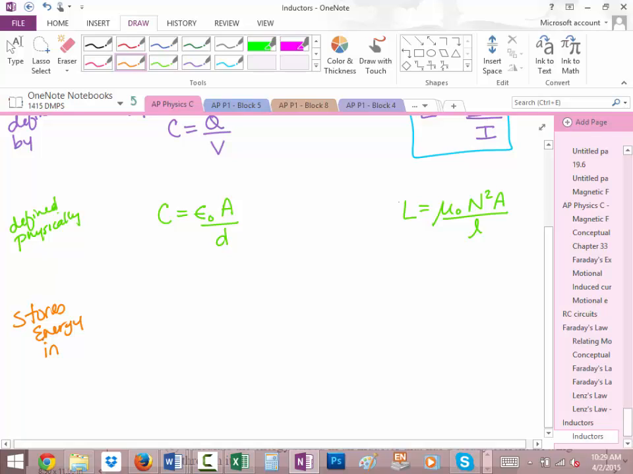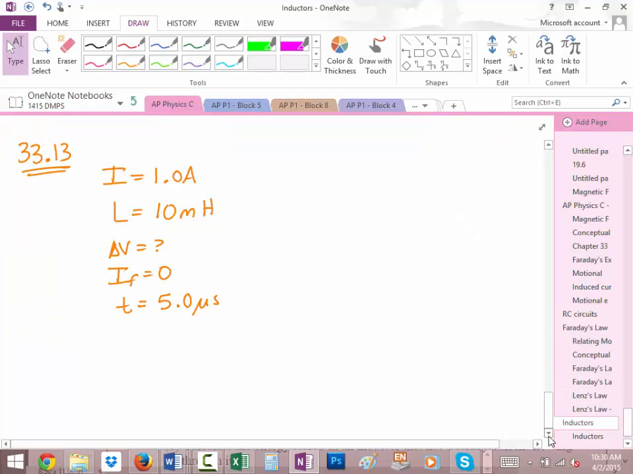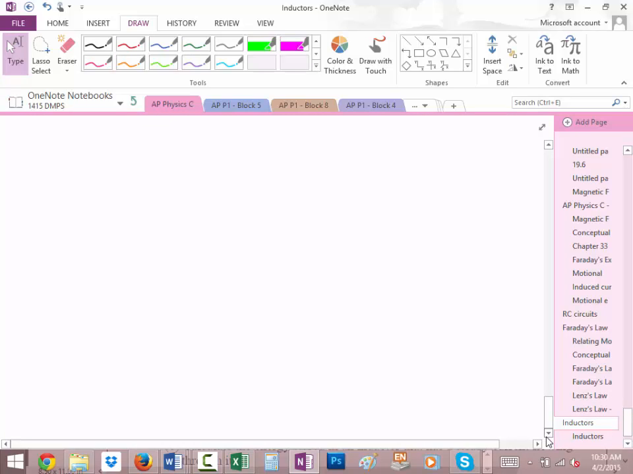Where does the capacitor store the energy? In the electric field. Okay. An inductor also stores energy. It seems a little bit funny to me that an inductor stores energy, but let's figure out how it stores energy.